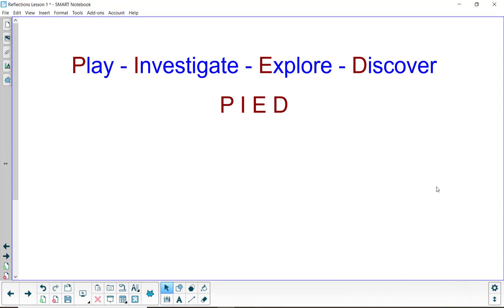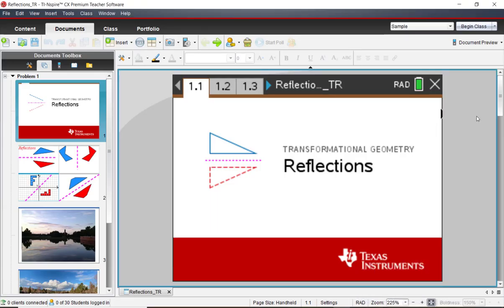How we hope to study transformational geometry is using this acronym, PIDE, which stands for Play, Investigate, Explore, Discover the Math. Play, Investigate, Explore, Discover. This is the TI-Nspire software that we'll be using to investigate transformational geometry. This one, of course, is on reflections.